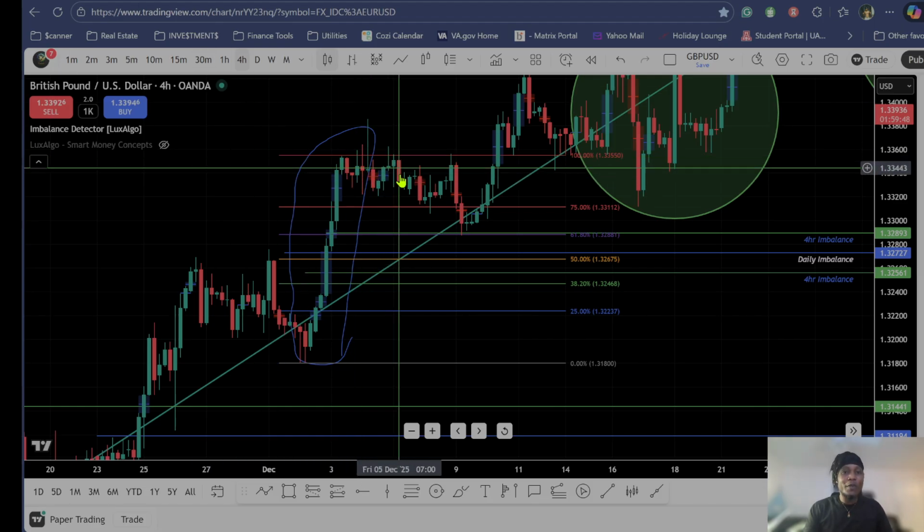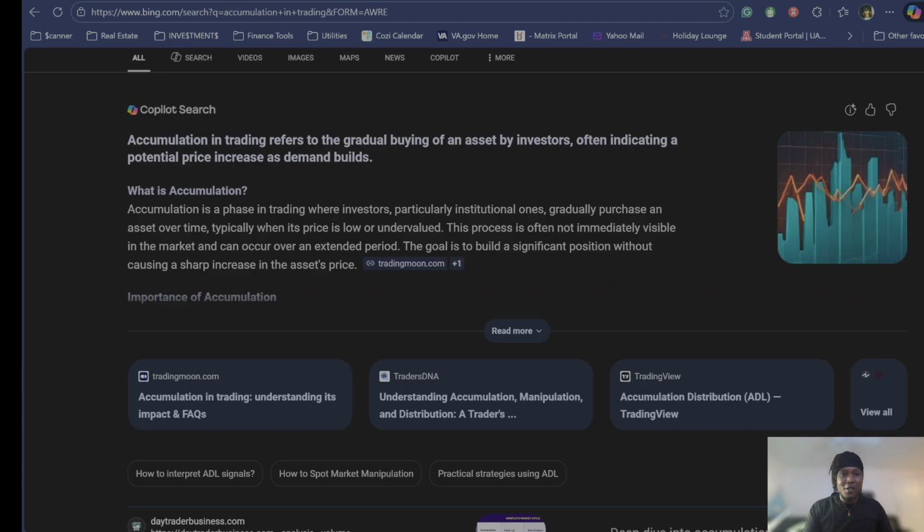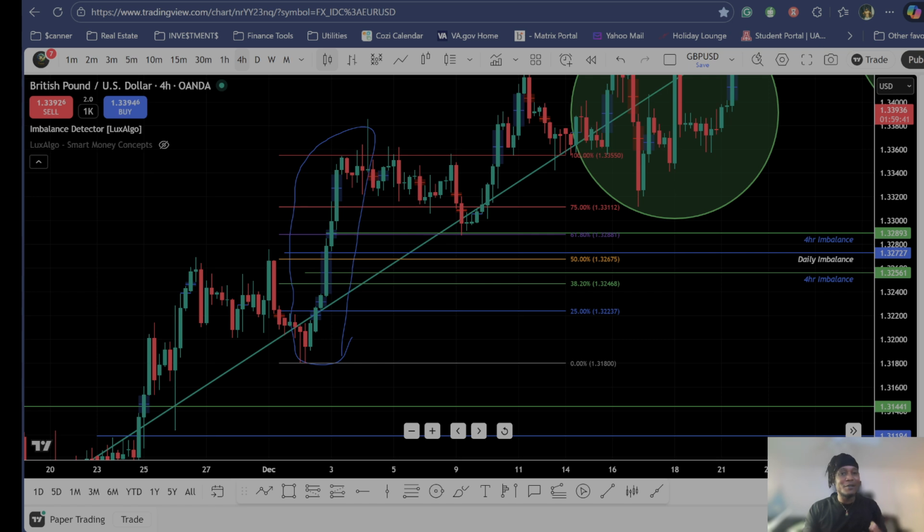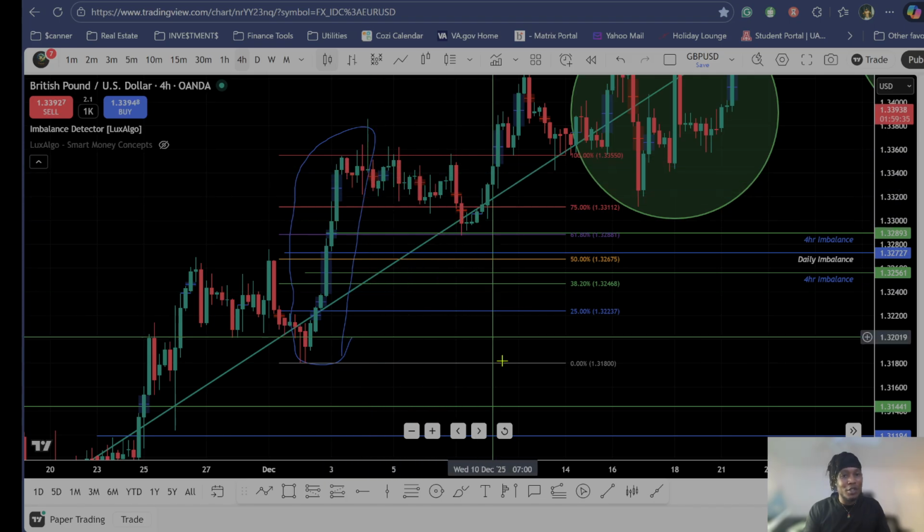So accumulating, okay? Accumulating, price just building. It's like a pressure cooker, you know what I'm saying? You don't trade in accumulation. Please don't trade in accumulation.